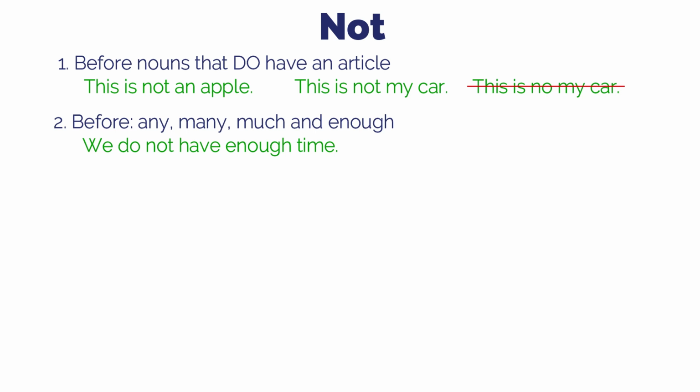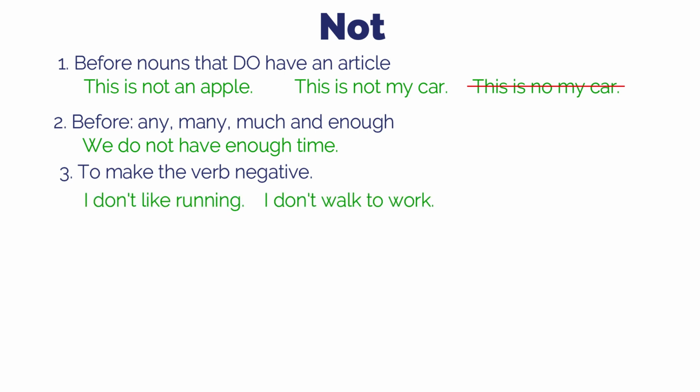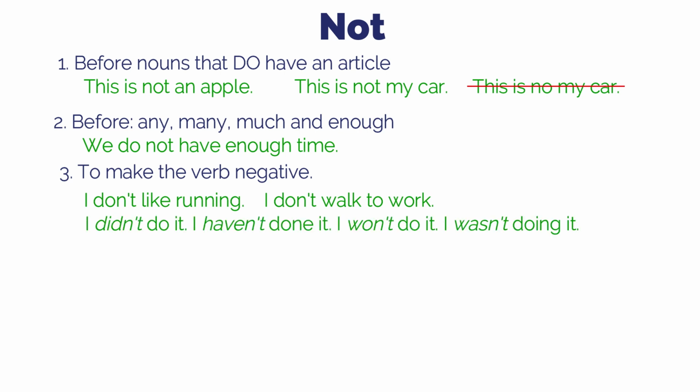We also use not to make the verb negative. I don't like running. I don't walk to work. And this is true for all sentences. I didn't do it. I haven't done it. I won't do it. I wasn't doing it.